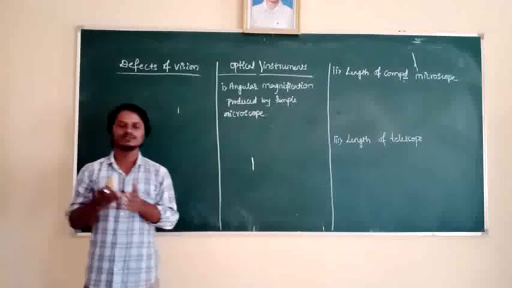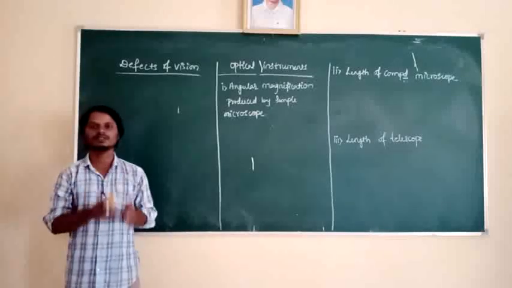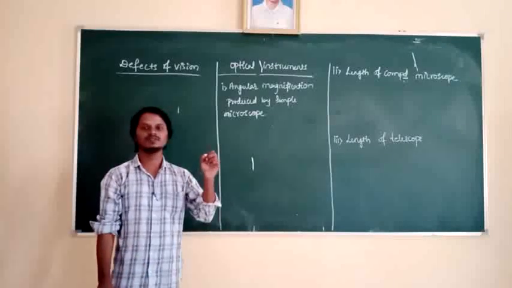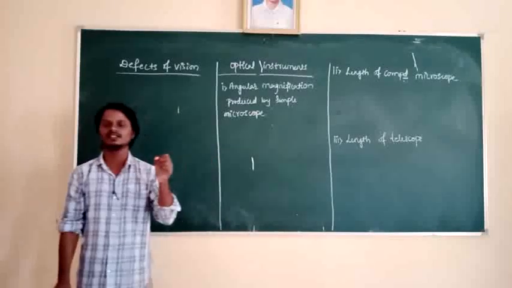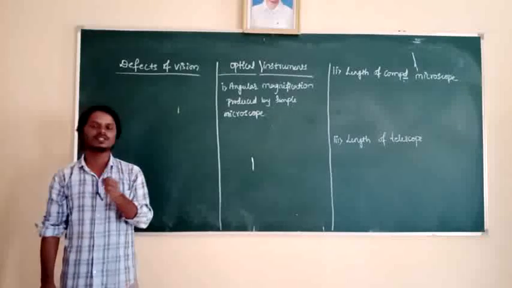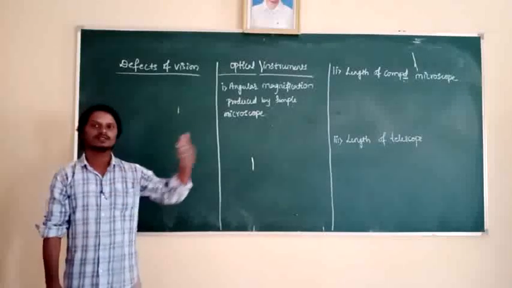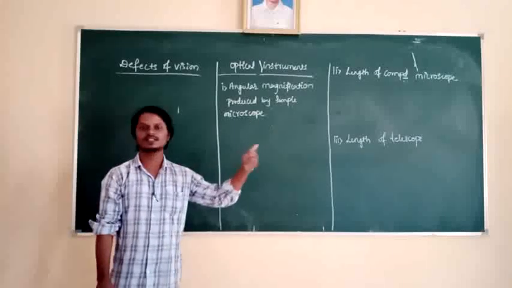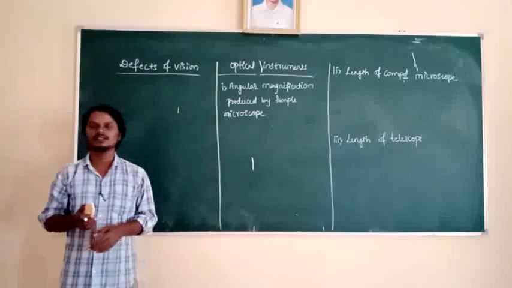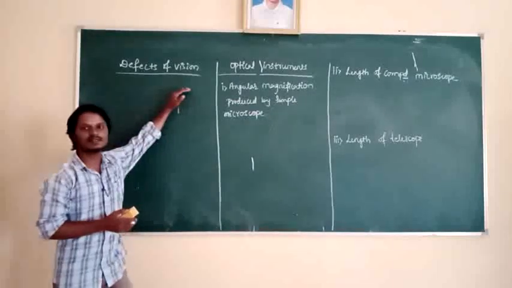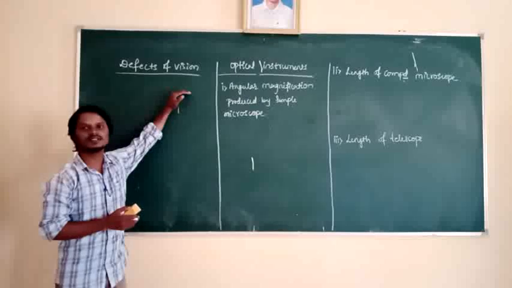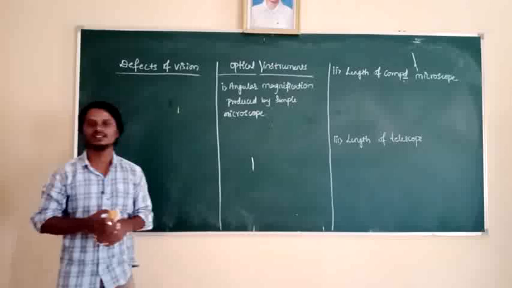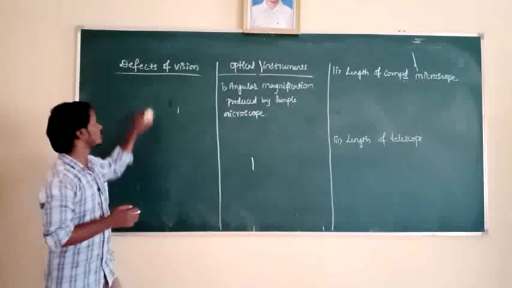Before that, we have to know what is meant by near point and far point. Near point is the minimum distance of the object at which the object is seen clearly for the normal eye. Then what is far point? It is the farthest point from the eye at which the object is seen clearly. For the normal eye, near point is 25 centimeter, and the far point is infinity.